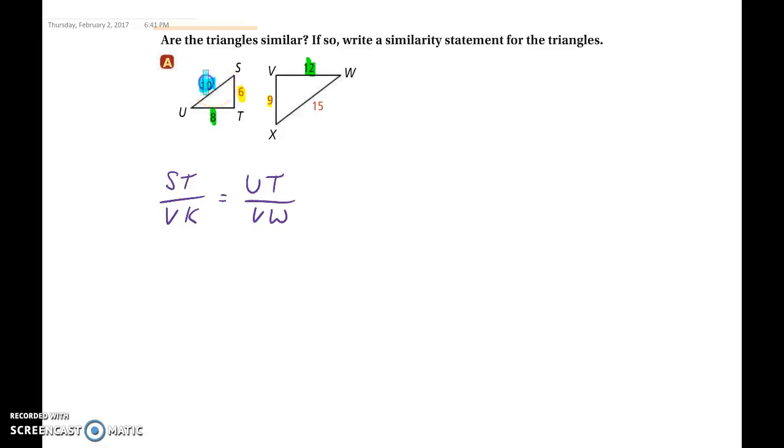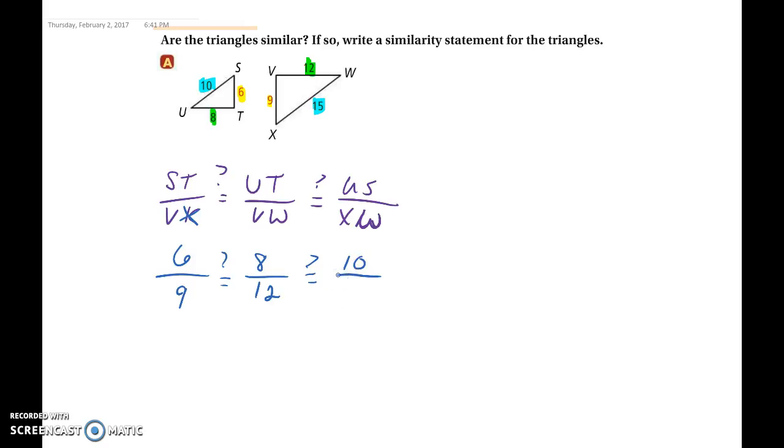And then the last one, our largest side, will correspond with our largest side. So then we would say, does this equal to US over XW? Right, and now we would just plug these in and see, do these ratios all equal? So we would say ST is 6, VX, it was an X, sorry, VX is 9. UT is 8. VW is 12. And US is 10. And XW is 15.